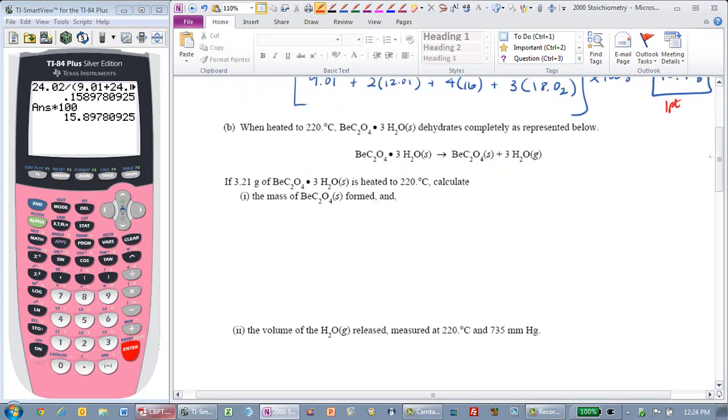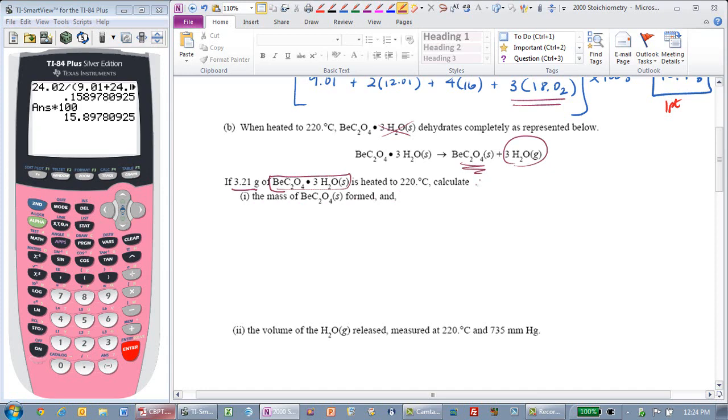So when heated to 220 degrees Celsius, it dehydrates completely. In other words, it loses those dot waters, so that's going to come off, this part right here, as represented below. So here are my 3 waters over here. If 3.21 grams of this entire trihydrate is heated to 220, calculate, 1, the mass of this formed.